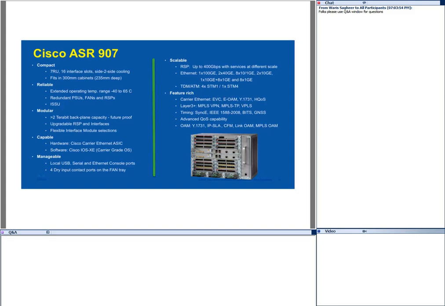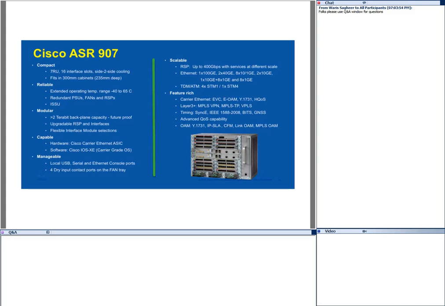But 400 gig, that's actually the maximum throughput that is available in RSP3 today. And by using a 400 gig based RSP3, you could literally have 400 gig line rate traffic switching through the system, 64 bytes. Again, like I mentioned, performance is an important criteria. And feature rich.